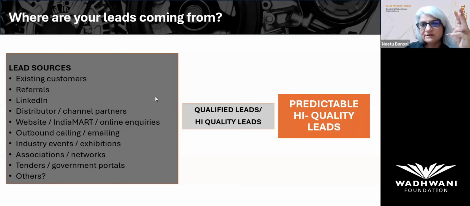So starting here in this example, we started with the number of sources from which leads are coming in. Then we realized that not all the leads coming in are the best qualified leads for my business. Then we realized how many of them are predictable. Because for a sales engine, remember, it has to be repeatable. Predictable lead generation is a key factor of a sales engine. So, yes, Sudarshan.